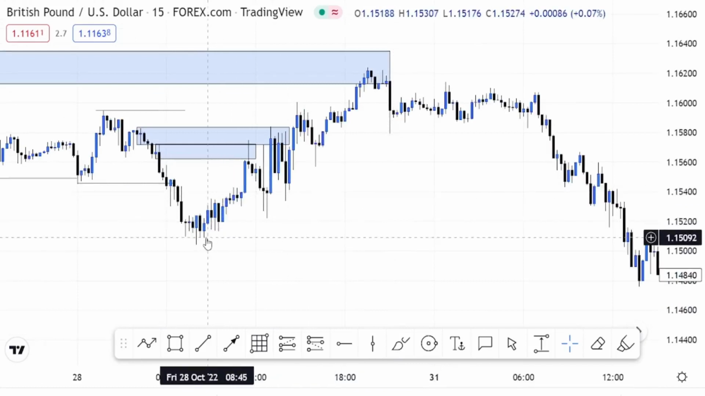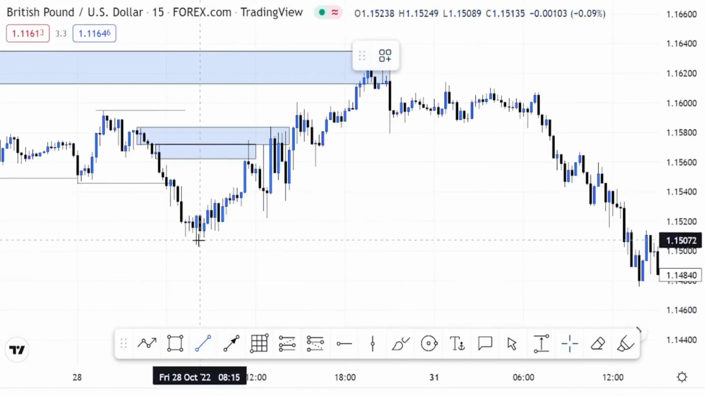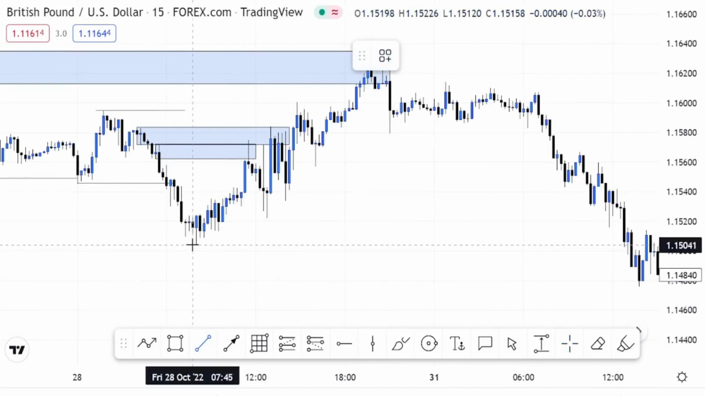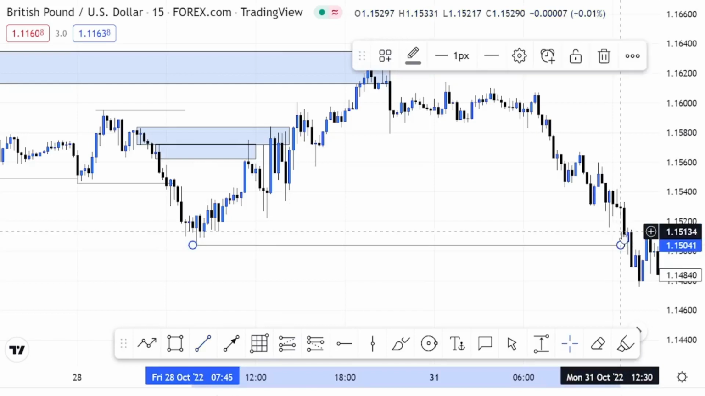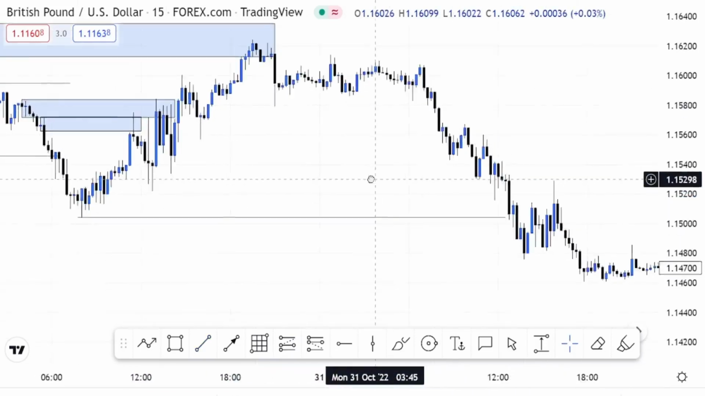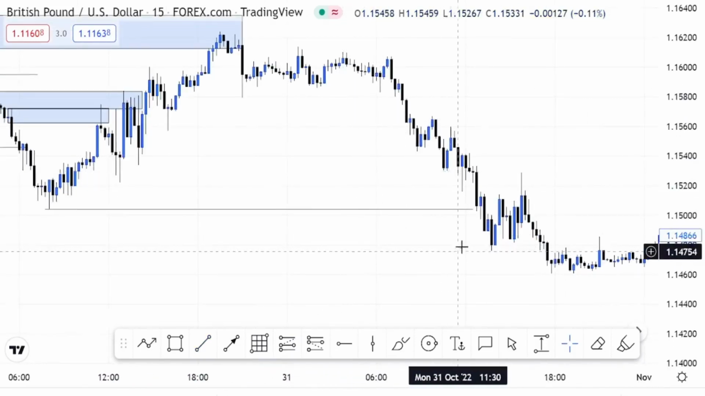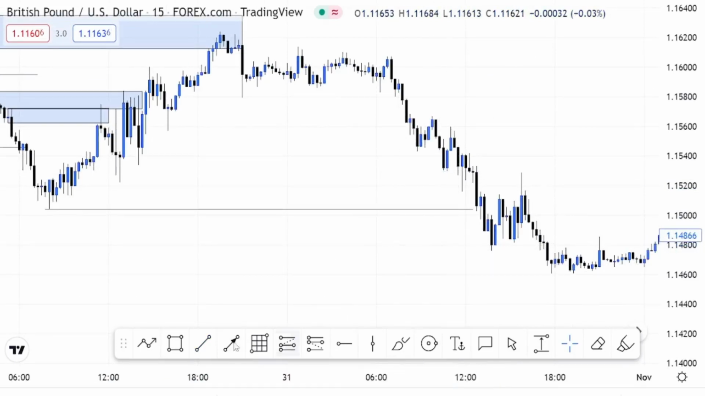And now you have another OB here and another break of structure here. Take a look. Here is another break of structure, guys. I want you to take note of all this. Now where is your OB? After every break of structure, there will be an OB. Now people will mark here as their OB.